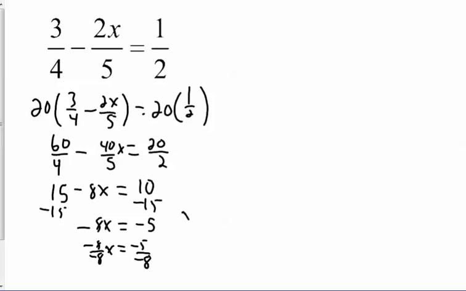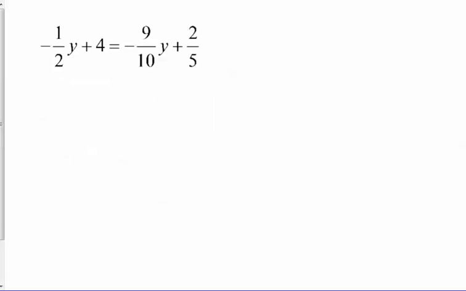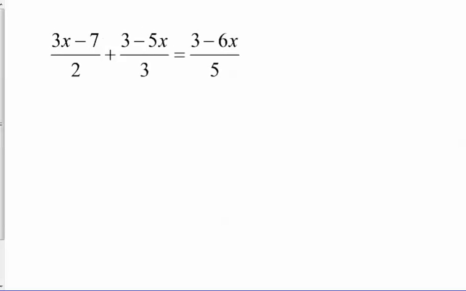So I get x is 5/8. Okay, don't worry, you can leave it as 5/8. It's all good. All right. I think that's good enough for this one. You could probably figure out that you're going to multiply by a 10. Here, let's look at one.